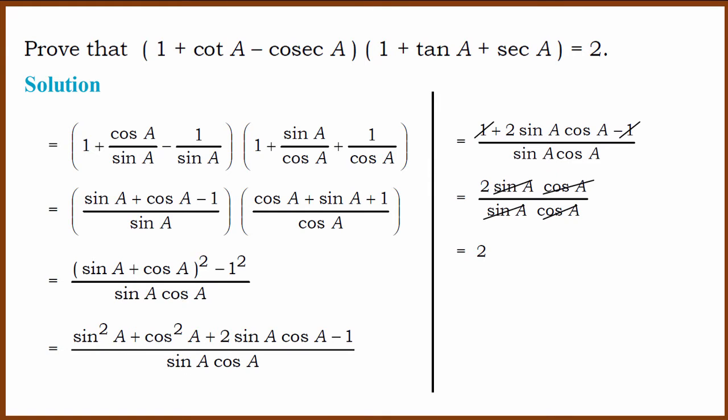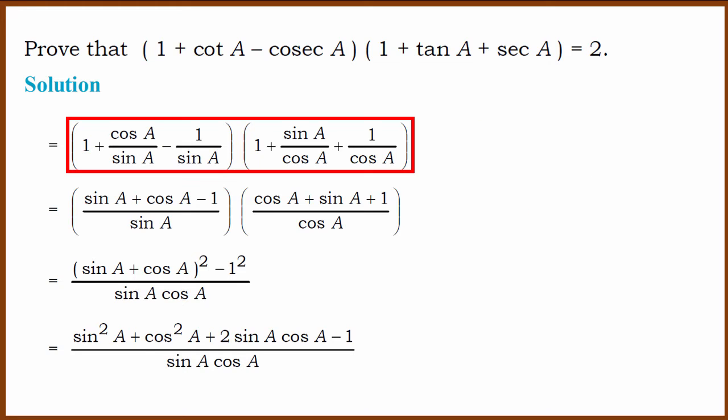The proof looks something like this. Let us go through it one step at a time and see how to solve this problem. Let's look at the first step. So what are we doing in the first step? We're taking the left-hand side and replacing cot, cosecant, tan and secant with sine and cos.